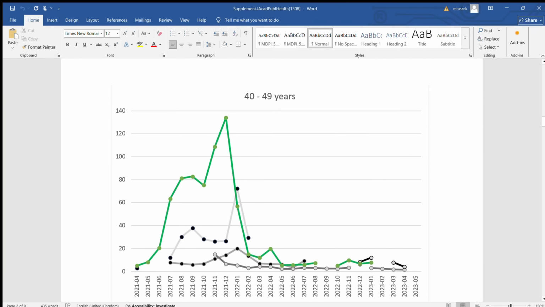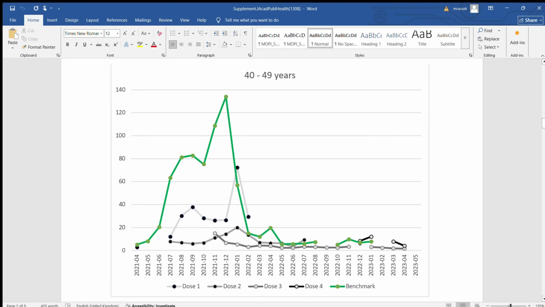In terms of COVID, any vaccine protected from COVID death, but only till the Omicron era. And once Omicron started to rule the world, things changed and that protection was no longer there. It was equivalent. So it disappeared. Let's move on to 50-year-olds.